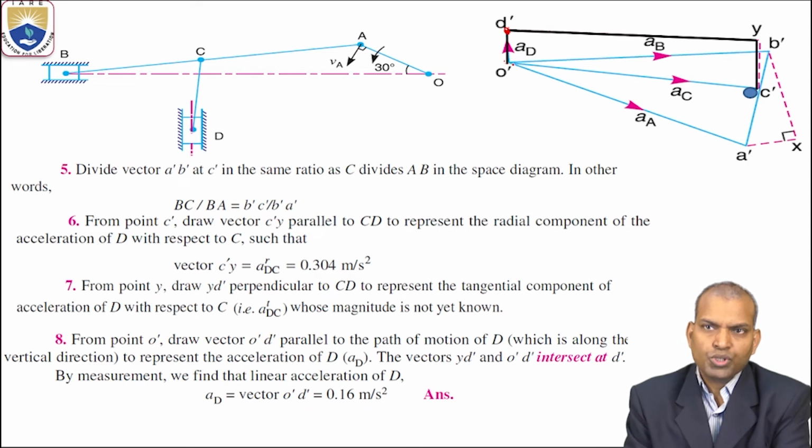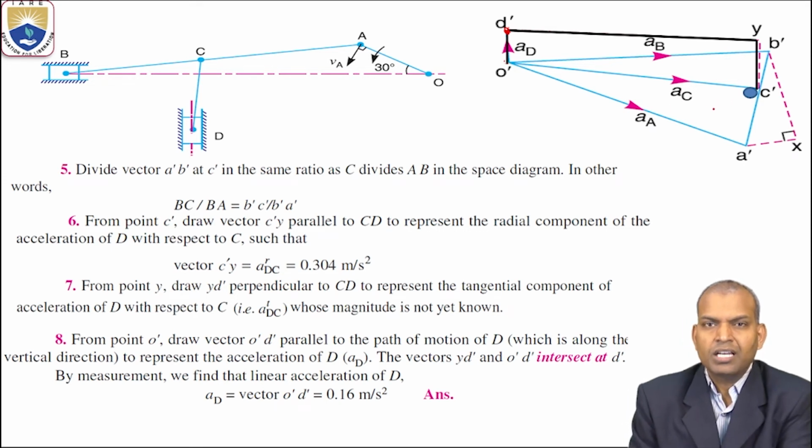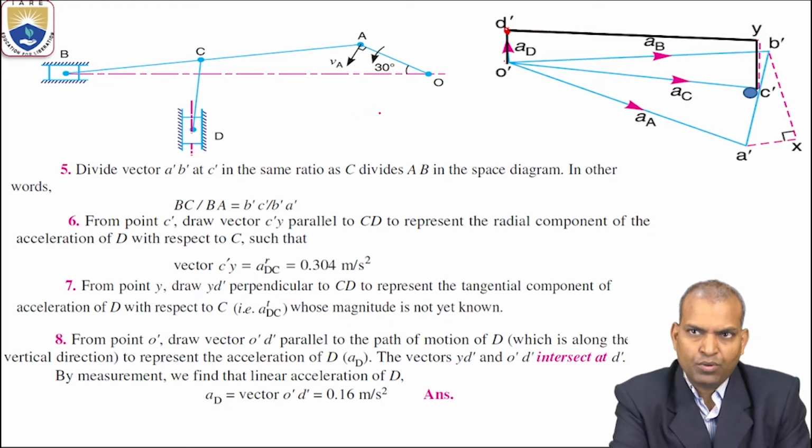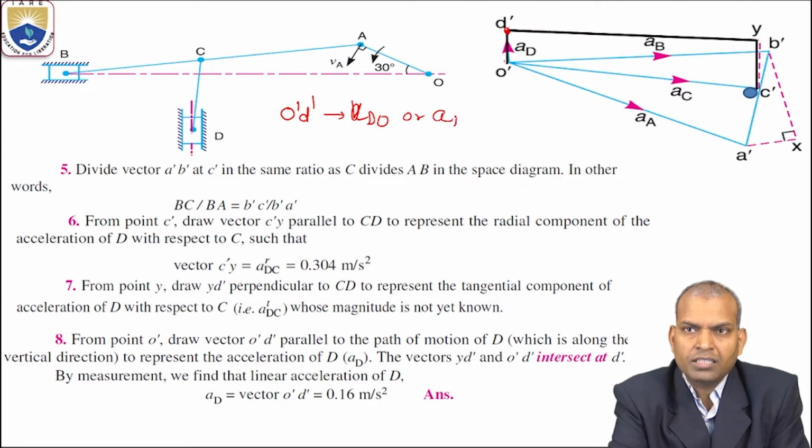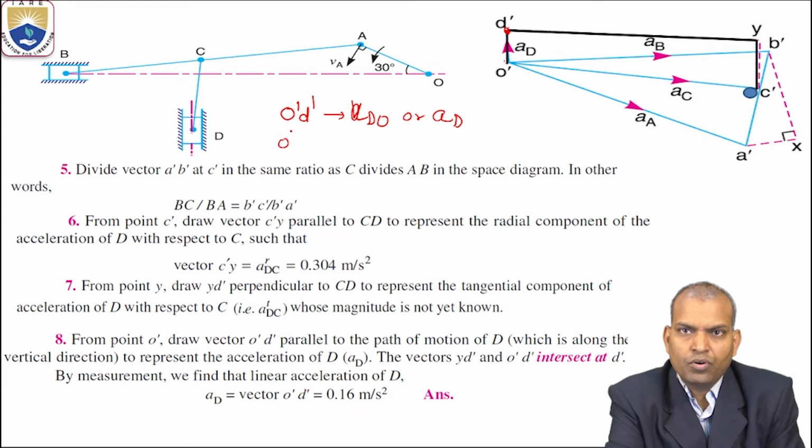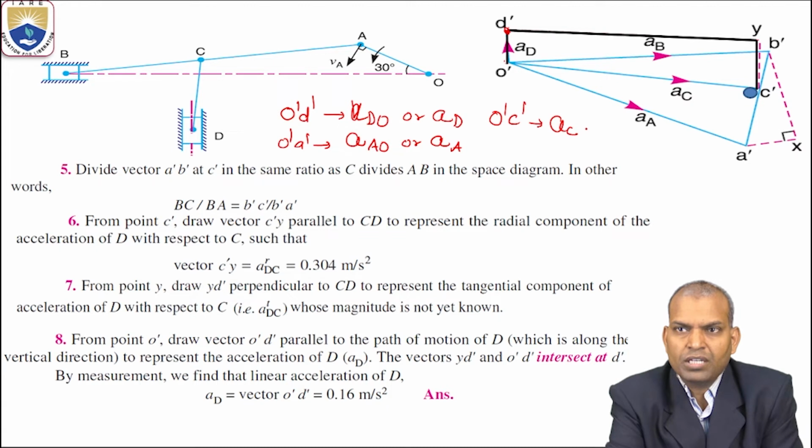Thus, this O dash C dash acceleration vector gives the value of the acceleration of C with respect to O. The length of the acceleration vector O dash D dash is the acceleration of D with respect to O, or simply acceleration of D. Next, the length of O dash A dash gives the acceleration of link A with respect to O, or simply acceleration of A. Next, if you measure the length of O dash C dash, that gives the acceleration of C with respect to O, that is simply AC, the acceleration of point C.